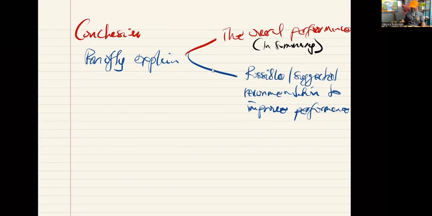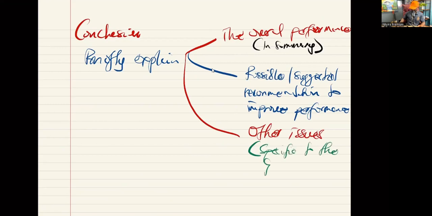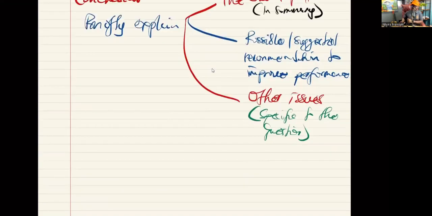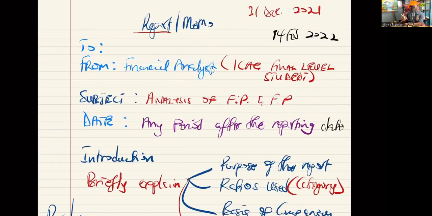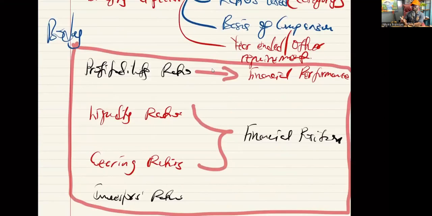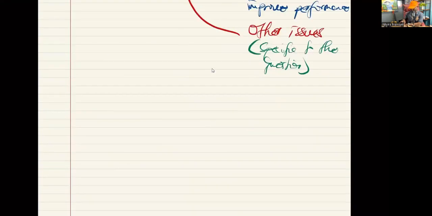Then sometimes the examiner may ask you something specific. So if there is any other something that the examiner asks you exclusively, that will also be part of the thing there. So this will not come in every analysis, but this will be specific to the question. So that is what happens in your conclusion paragraph. So introduction, financial performance, financial position, or profitability ratios, liquidity ratios, gearing ratios, investors ratios. Conclusion paragraph. When you are done, it's a report.